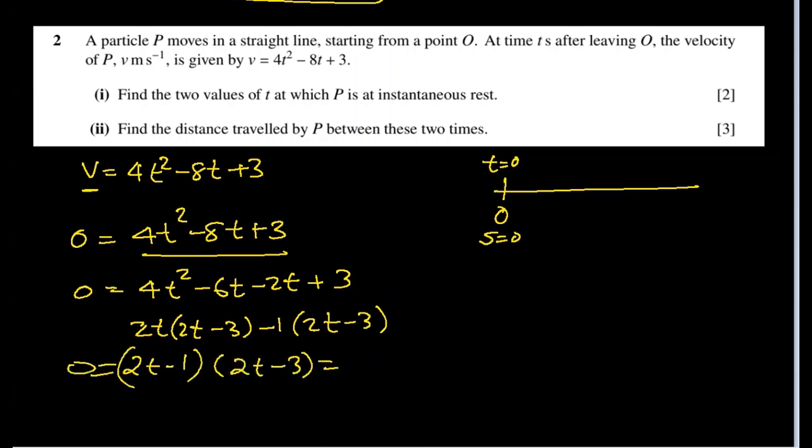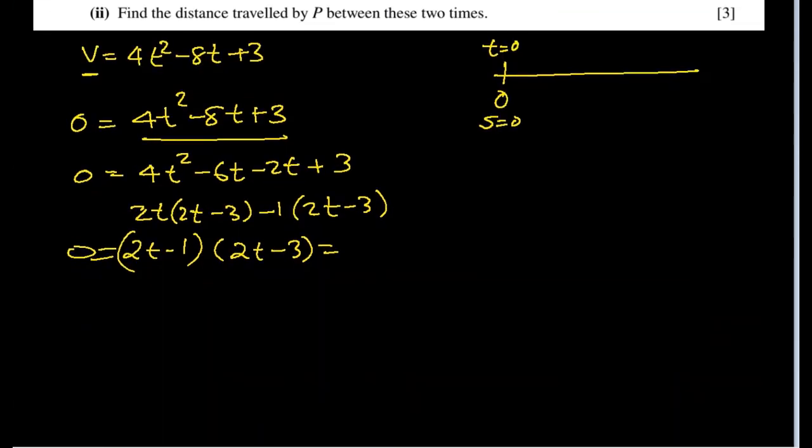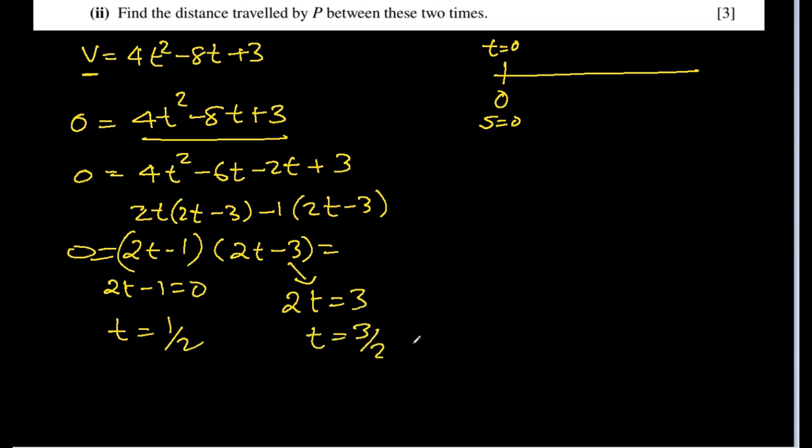So I got these two factors and they will give us 2 times. So 2t minus 1 equal to 0, t becomes half a second. This gives us 2t equal to 3, which is 3 over 2. Let's visualize this on the drawing. After half a second, it turns back. So here t is half.